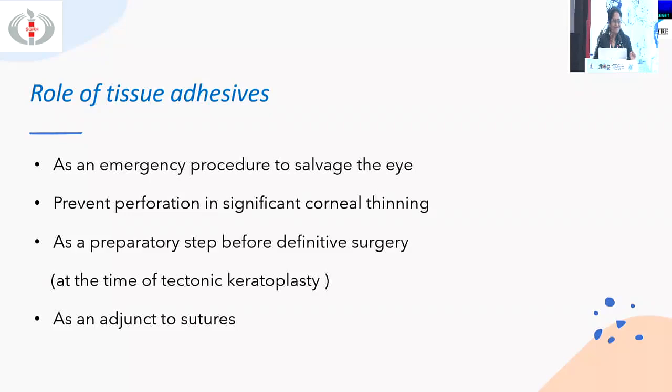Tissue adhesives are used as an emergency procedure to salvage the eye, to prevent perforation where we have significant corneal thinning and descemetocele, as a preparatory step right before definitive surgery, like at the time of tectonic keratoplasty, to prevent the prolapse of intraocular contents during trephination, and also as an adjunct to sutures.